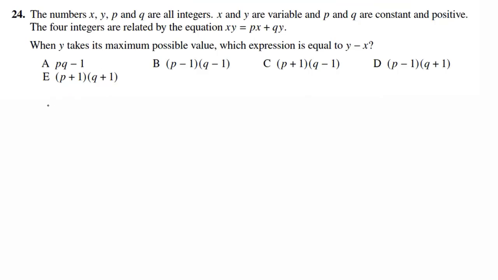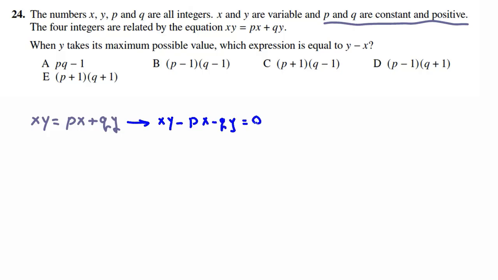Okay, for solving this problem, it says x and y are variables, p and q are constant positive numbers. So xy equals px plus qy. For this part, we take all things to the left side, xy minus px minus qy equals 0. Because they are all integers, we can factorize, and we call this factorizing Simon's favorite factoring trick. So idea 1 is SFFT.